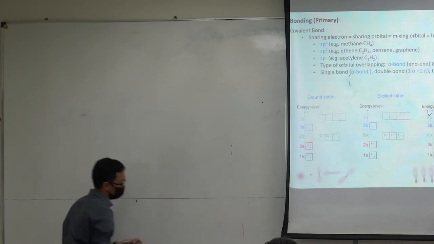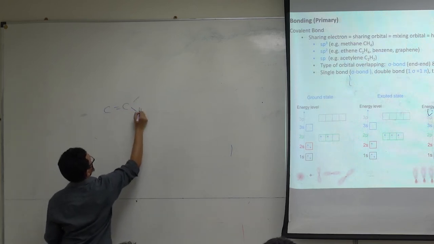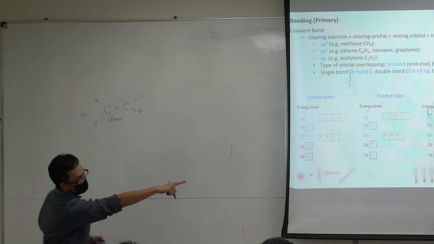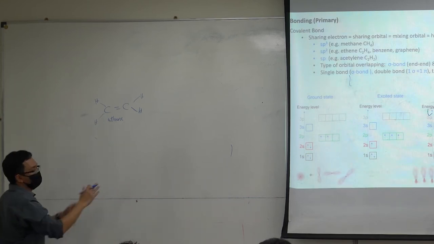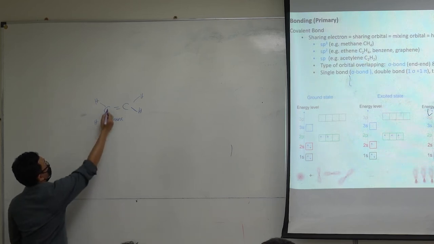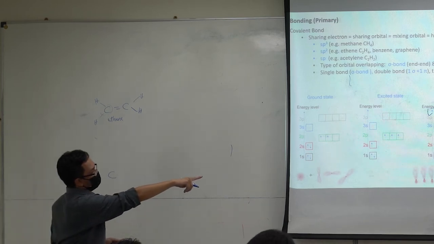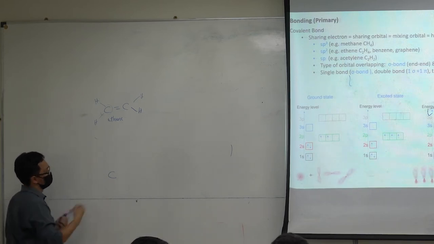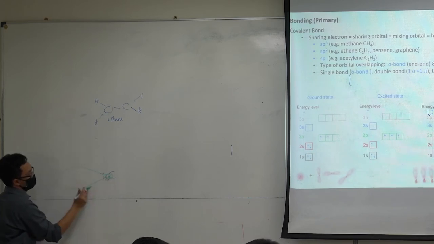Okay, so let's say you see this for ethene. This is ethene. If you look at the 3D picture over there, you can see it's planar. It's like a plane, meaning that if I draw 3D, this is C. Because ethene is sp2 hybridized, you have something like this.